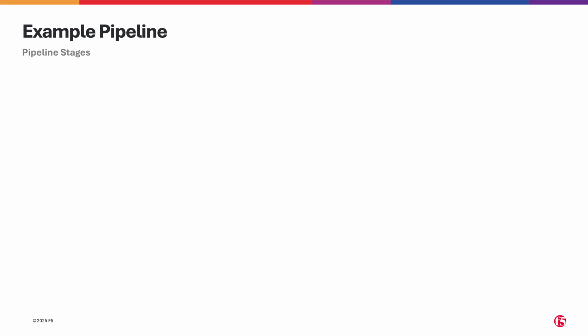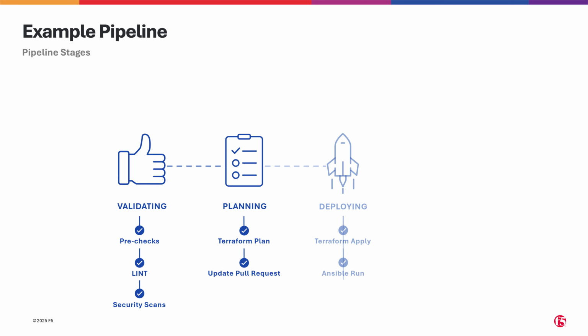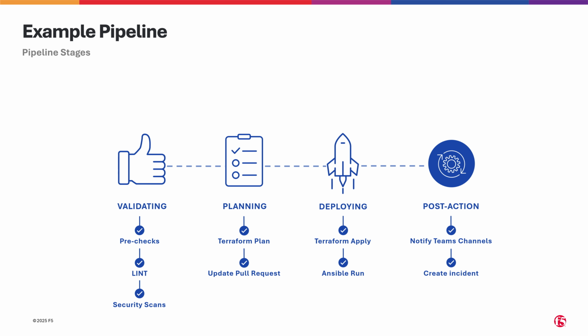Most organizations use a CI/CD pipeline to automate the deployment of F5 BigIP configurations. This pipeline typically includes stages like validating, planning, deploying, and post-actions. In this example, we show a pipeline that automates the deployment of F5 BigIP configurations using Terraform and Ansible.